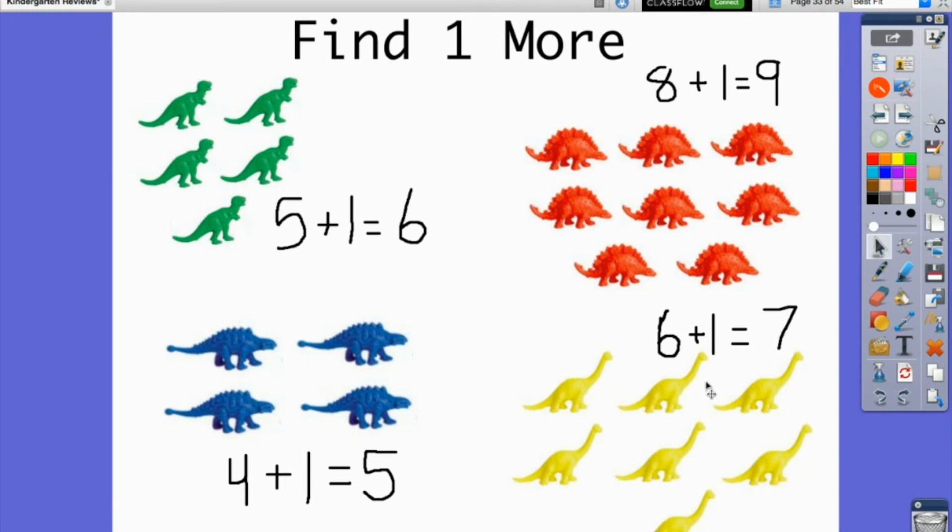I've got 1, 2, 3, 4, 5, 6. And then we added that extra one. 1 more made it 7. Great job, friends. 6 plus 1 more makes 7. 6 plus 1 is 7.